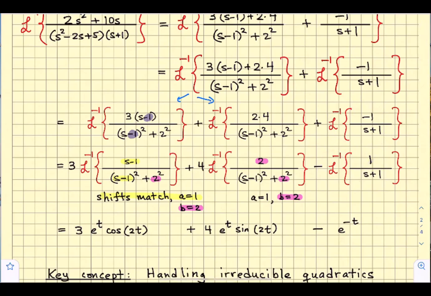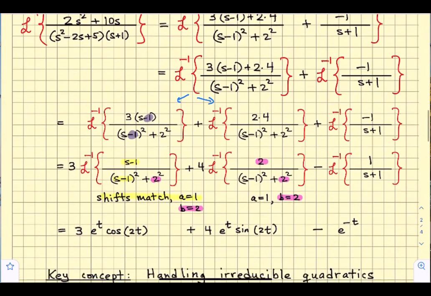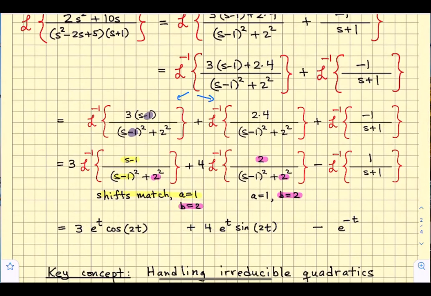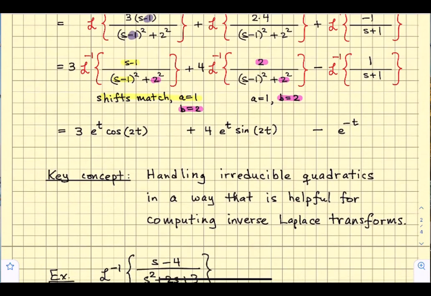So we just invert this like we always do. And we're able to take this quite complicated function and inverse Laplace transform it very quickly. So the key concept here is we want to handle irreducible quadratics in a way that's not just correct according to partial fraction theory, but correct according to partial fraction theory and helpful for computing inverse Laplace transforms. So this will take a little bit of getting used to compared to what you did, say, in Calculus 2 with partial fractions, but it's just a minor tweak of what you had done there.